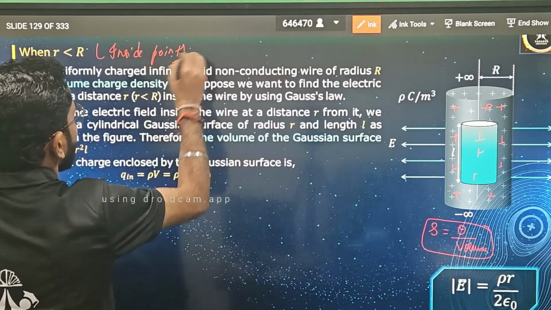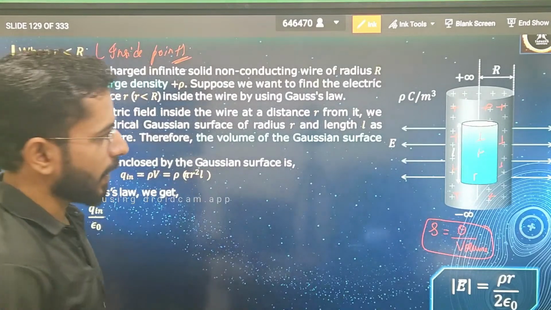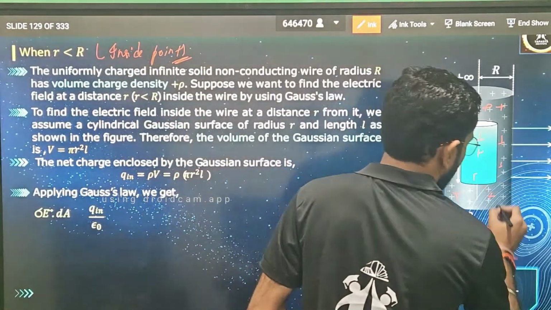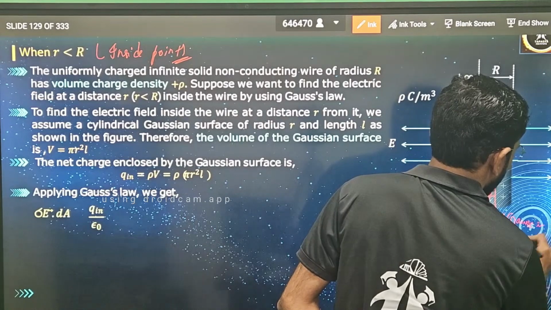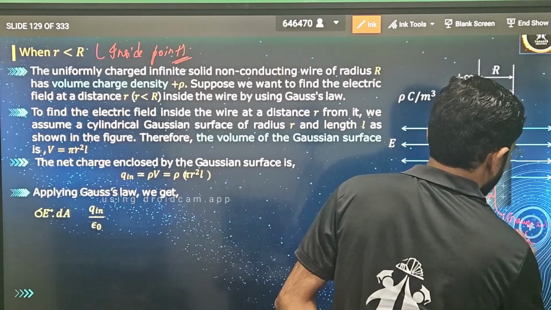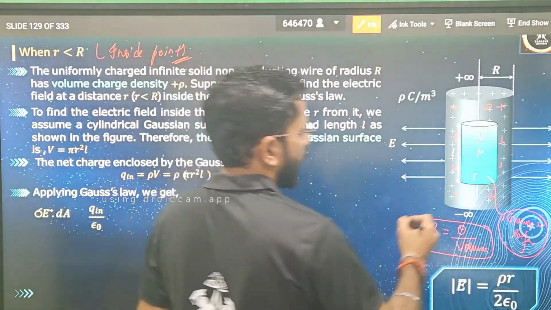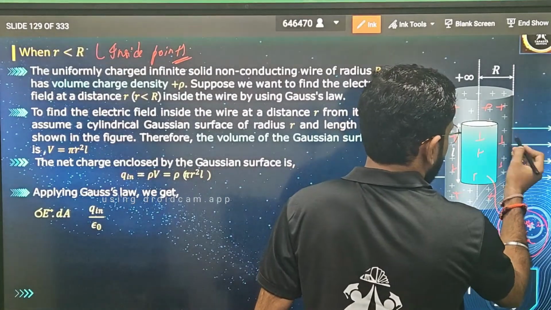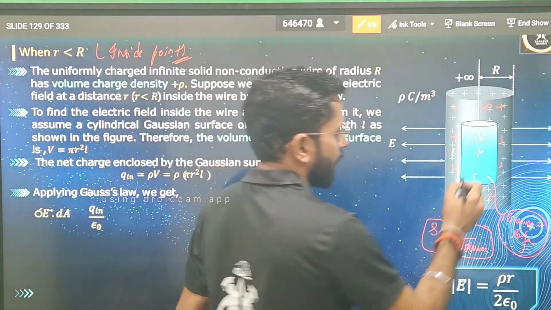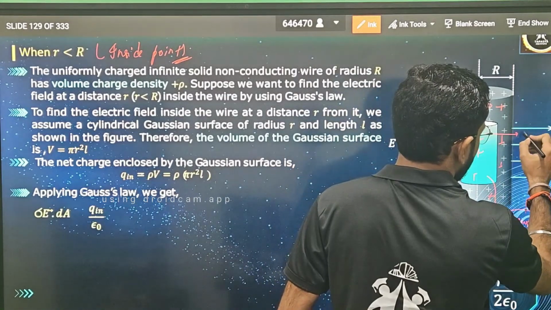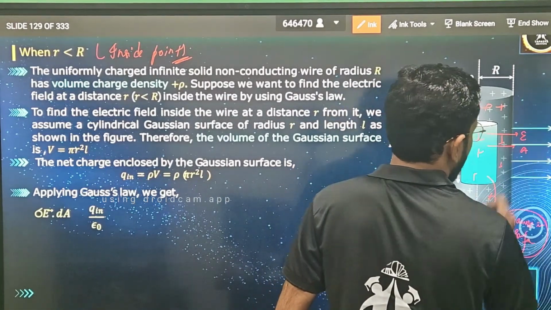Inside point. For the inside point, how will we derive it? Firstly, I will draw a Gaussian surface, and then I will check the area vector and the angle between the area vector and the electric field. Draw the area vector and the electric field. This is the electric field, and this is the same for the area vector.